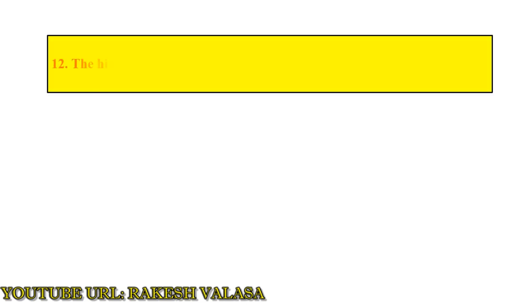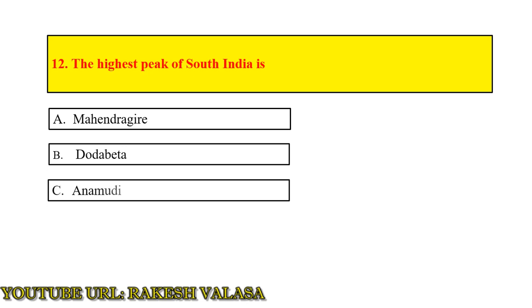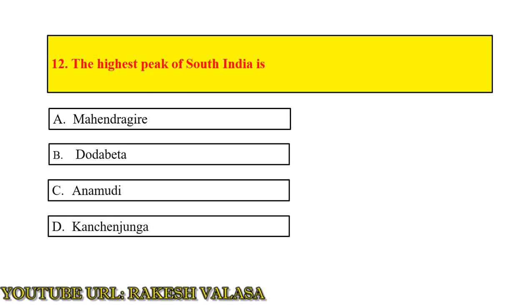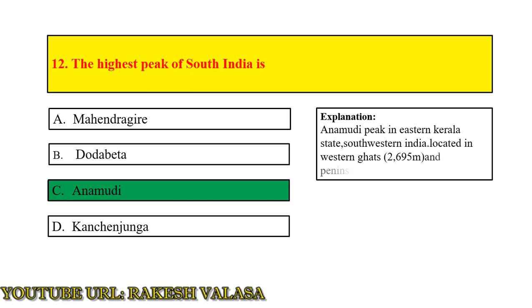Question number 12. The highest peak of South India is? Answer: Annamudi. Explanation: Annamudi peak in eastern Kerala state, southwestern India, located in Western Ghat, 2695 meters, and peninsular India's highest peak.